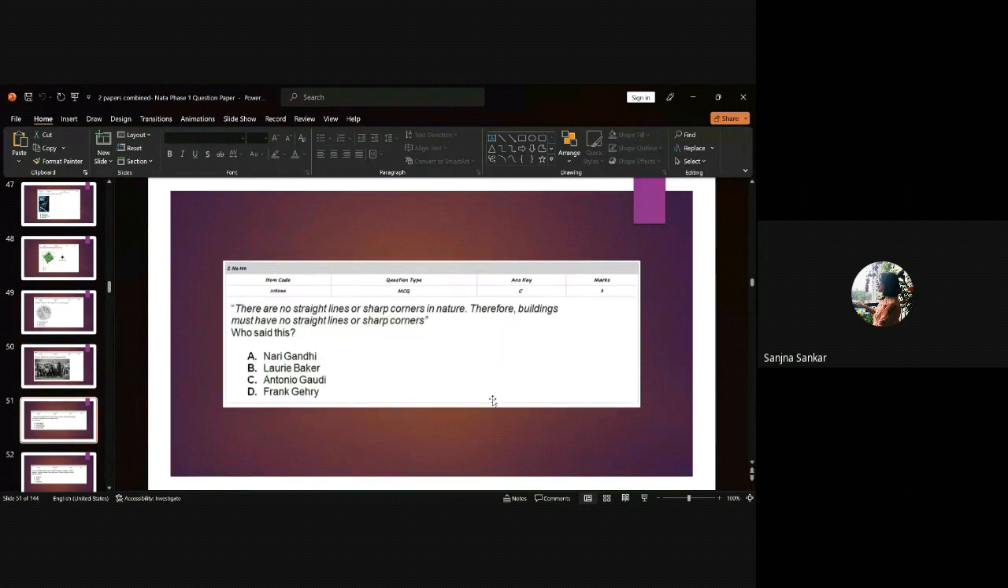Next question: there are no straight lines or sharp corners in nature. Therefore, buildings must have no straight lines or sharp corners. Who said this? They are asking who said this line. The options are Nari Gandhi, Laurie Baker, Antoni Gaudí and Frank Gehry. The correct answer is option C, Antoni Gaudí.